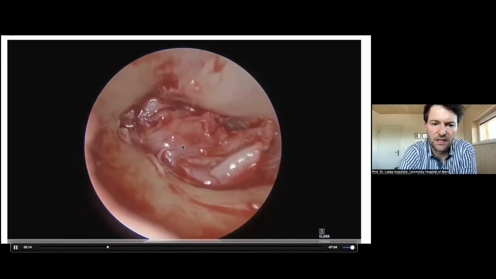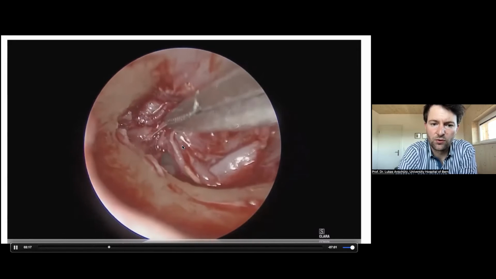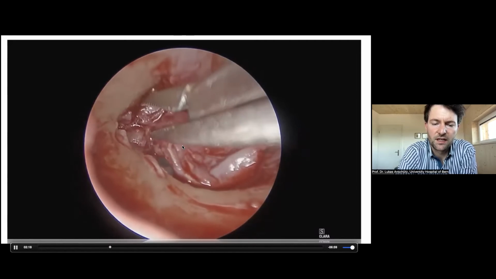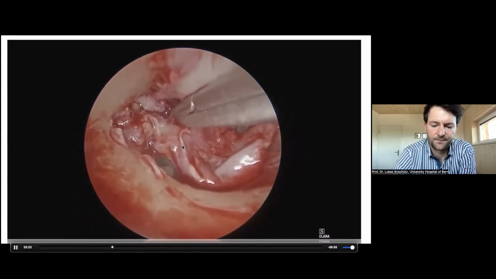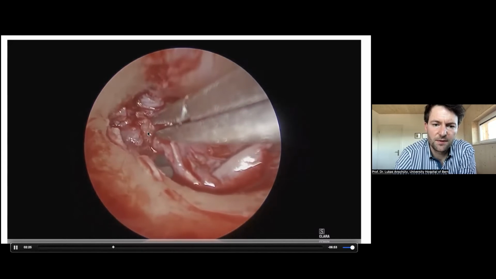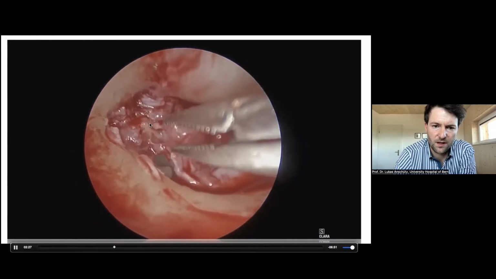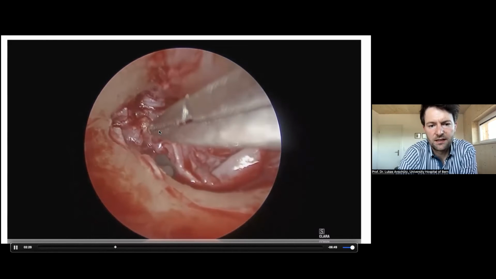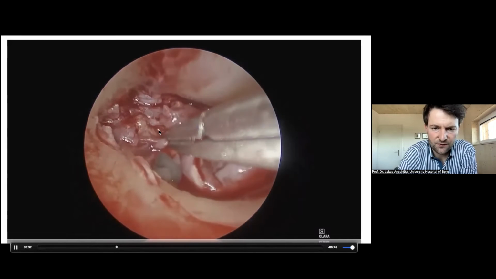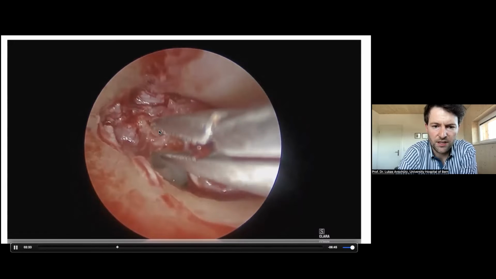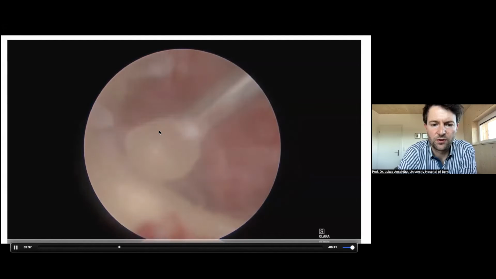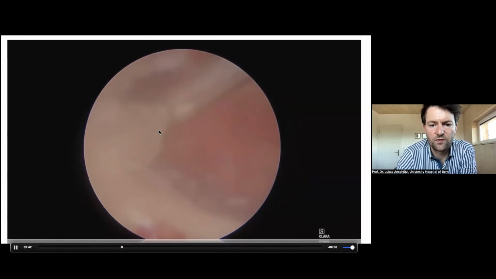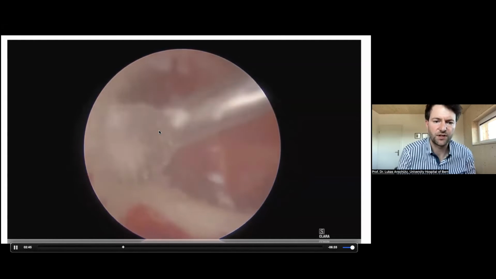And we know that we will need to remove quite some bone to be able to completely clean the site from the cholesteatoma. This is the short process of the hammer. And we can dissect the situation and free the hammer of the granulation tissue and make it available for the further dissection. Now I start to remove a little bit of bone, again with the piezo surgery instrument.